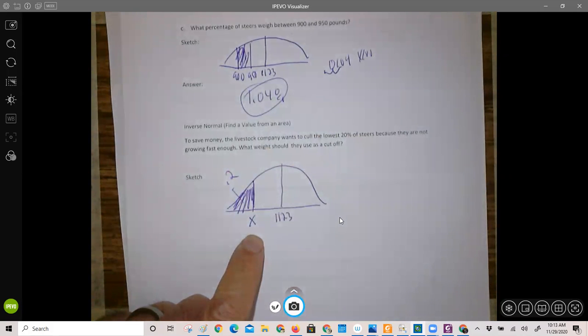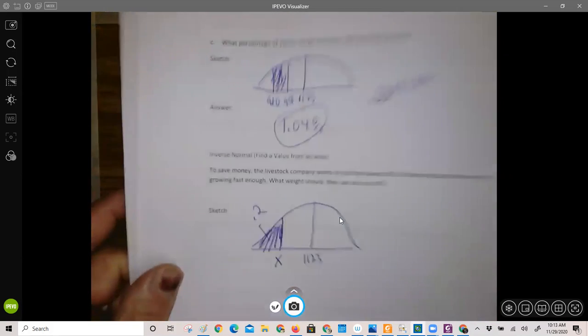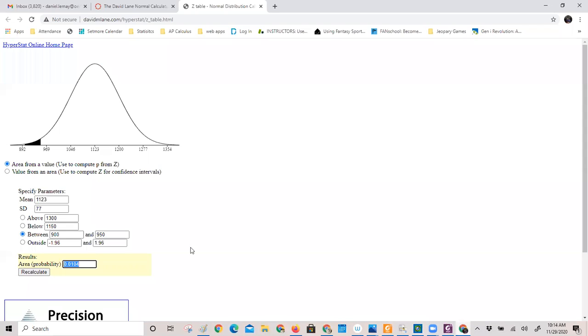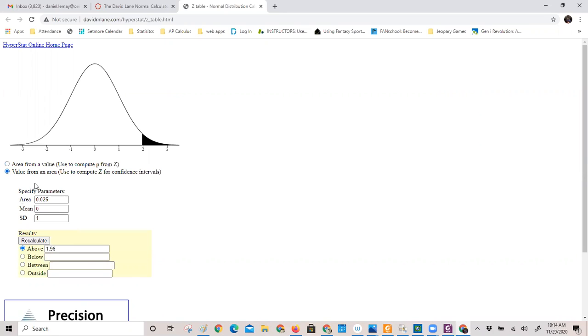Now I can't do this longhand, old school, I'd have to do a Z-score and look it up in a table. The beautiful thing about this David Lane applet is it does it for us, and let me show you how it does it. You guys are fortunate to be learning statistics now in this day and age rather than, say, 10 years ago. So you see what you got to change here is I want to know a value from an area. Basically, a percentage or a probability is an area because it's an area under the curve. And the area we're looking for is 20%, so 0.2.